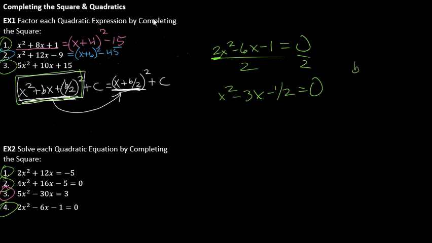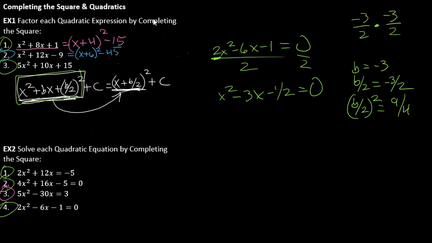Complete the square, so b equals negative 3. B over 2 is equal to negative 3 over 2. That's brutal. We got a fraction. And b over 2 all squared is equal to positive 9 over 4, because negative 3 over 2 squared, right? That would just be this. Okay, so to complete the square, that's what I'm going to have to do.